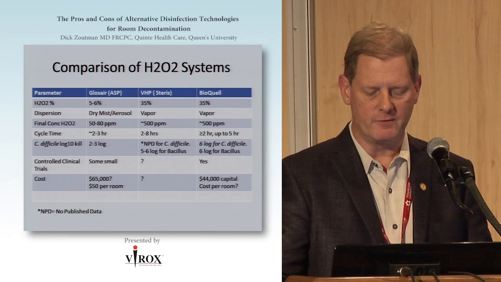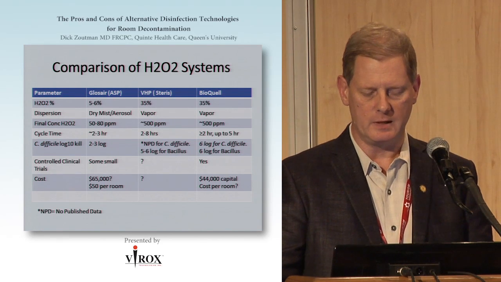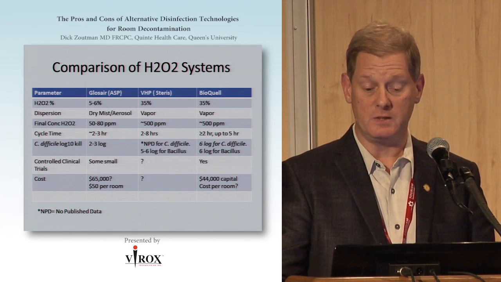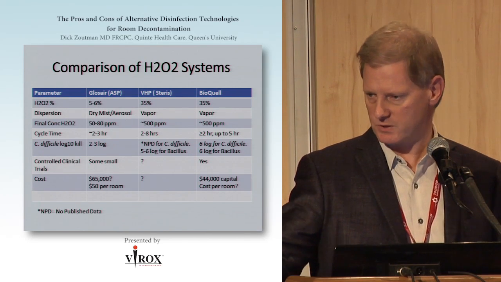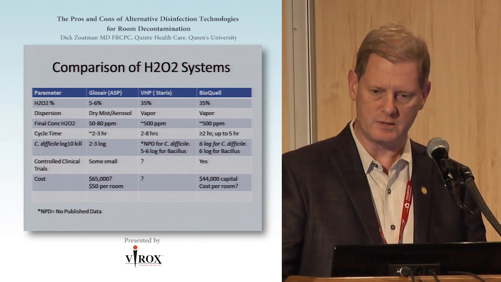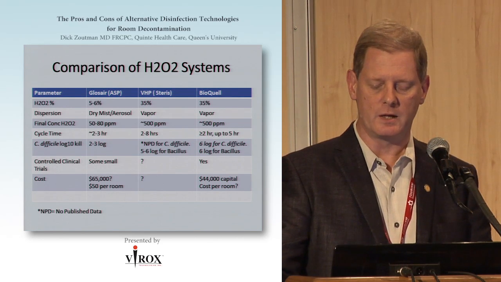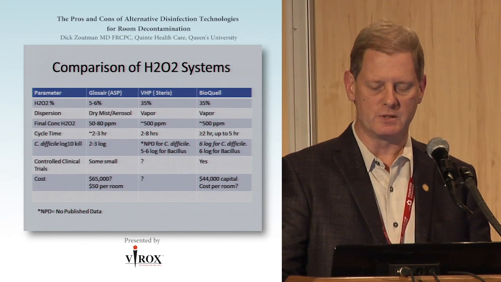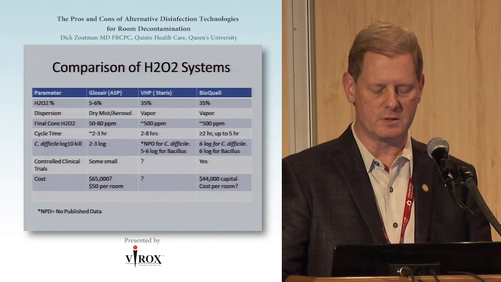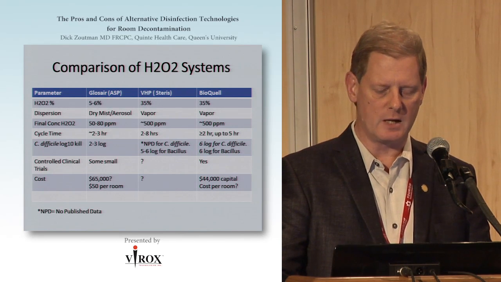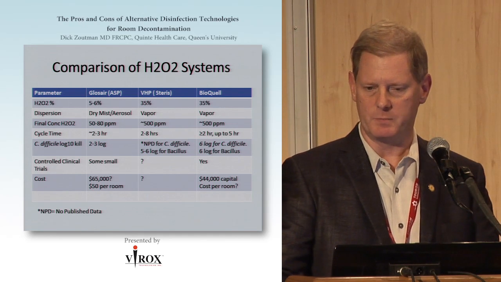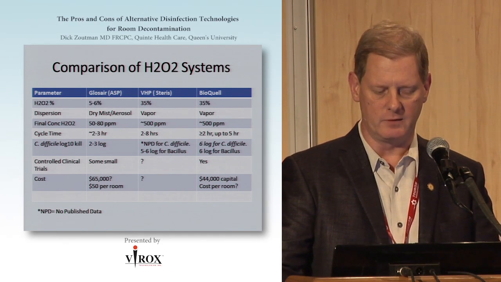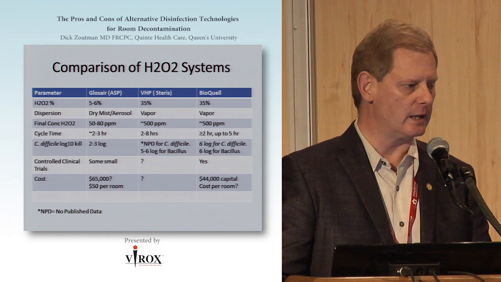I couldn't find very much published data for the Steris VHP system, to be honest, for C. difficile, but their bacillus kill is very high, so you would assume that it would be the same for C. difficile. And a 6-log kill for C. difficile and bacillus by the Bioquell, which is the most established literature. Control trials, very little under the first two. Bioquell, because it's been around longer, has a higher level of data supporting its efficacy.